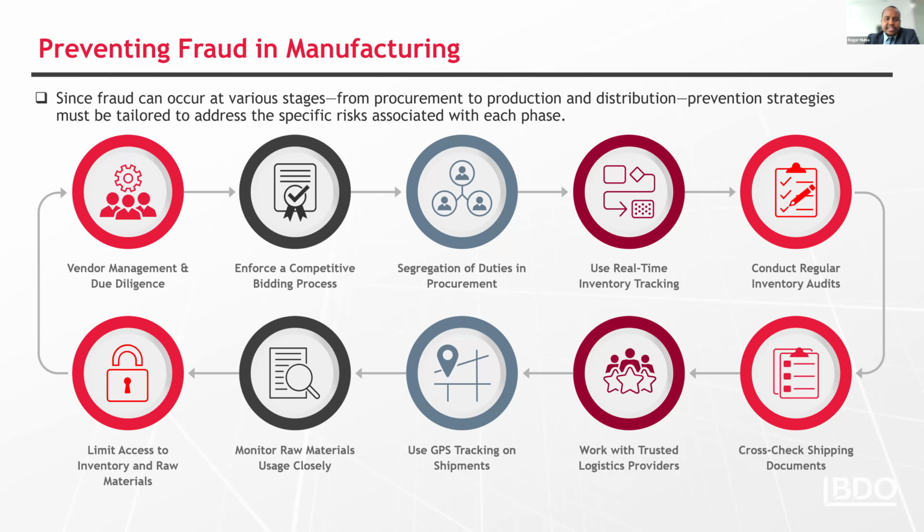The next one is enforcing a competitive bidding process. One of the best ways to ensure transparency is by having an open and competitive bidding process for all contracts. And this forces suppliers to submit fair and competitive bids, making it harder for any under-the-table deals to occur. This also helps you to get the best price for materials or services and protect your company's bottom line.